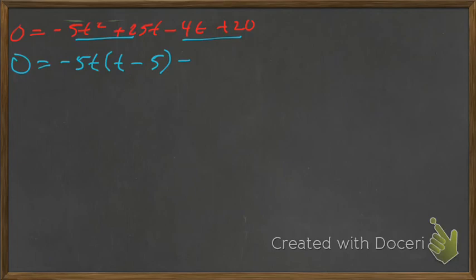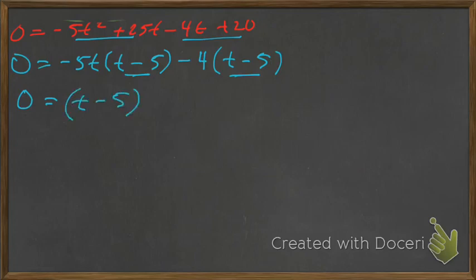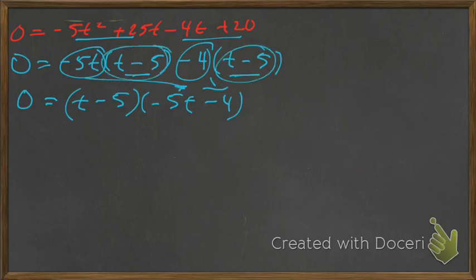Subtract. Can I factor out a 5 again? No, 4. I can factor out 4. Subtract 4. t plus, no, t minus 5. Yep. All right, so that's a good sign. We got t subtract 5 and t subtract 5 there. So 0 equals t subtract 5 multiplied by negative 5t subtract 4. All right, so I've taken that 5t and that 4, put them there. And then that t subtract 5 has been factored out.